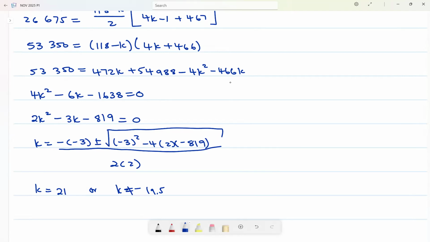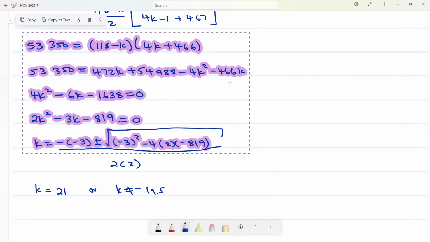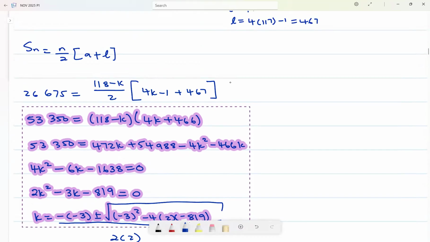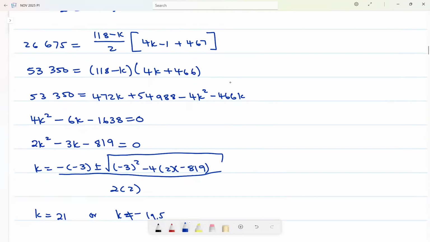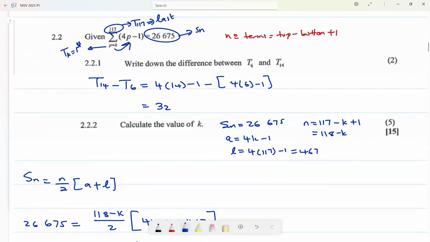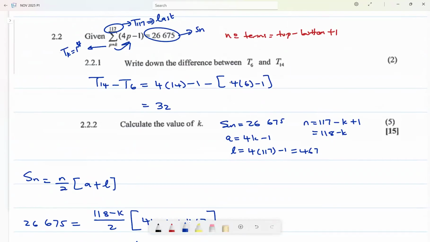Okay, we should be fine. So that's that for this question. I think this is it for this question. It wasn't a bad question for question 2.